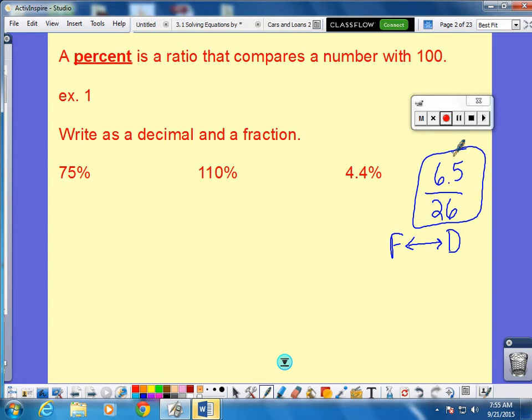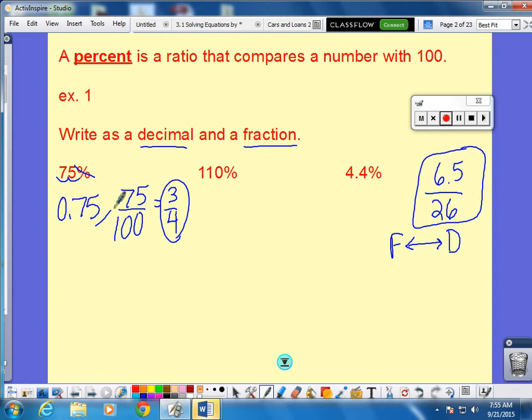Alright, then we have these examples. We're to write as a decimal and to write as a fraction. How do you change a percent into a decimal? Drop the percent sign and go which way? 2 places to the left. Make it into 75/100. 75/100 is also written this way. And I'm sure you know it can be reduced to 3/4. So there's my decimal. Here's my fraction.